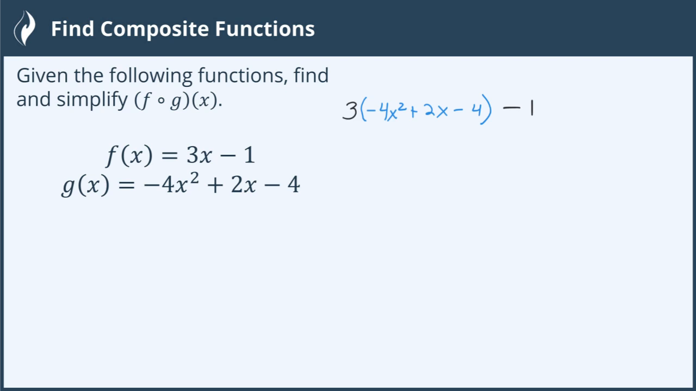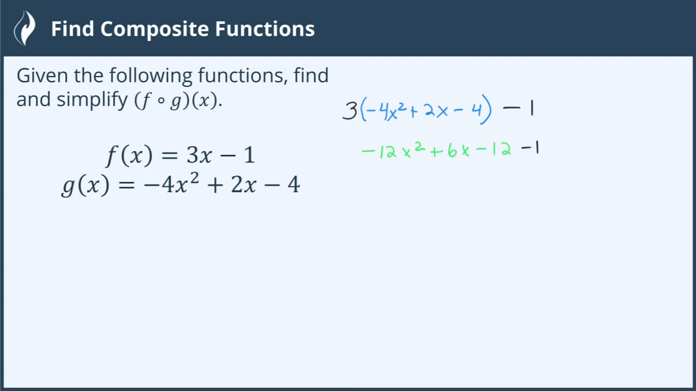So the next thing we're going to do is we're just going to distribute that 3. So 3 times negative 4 gives us a negative 12x squared. 3 times 2 gives us a 6x, and 3 times negative 4 gives us a negative 12. And then we've got to bring down the negative 1, the minus the 1. We haven't done anything with that one yet.